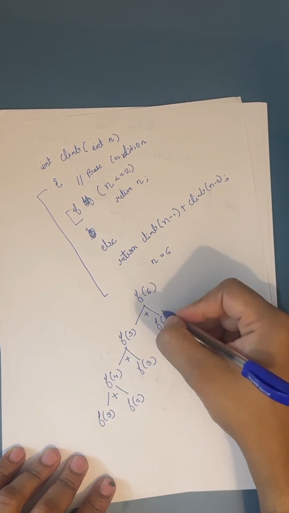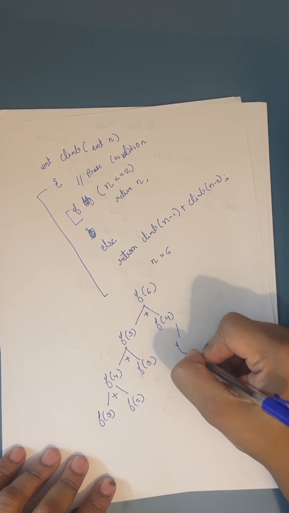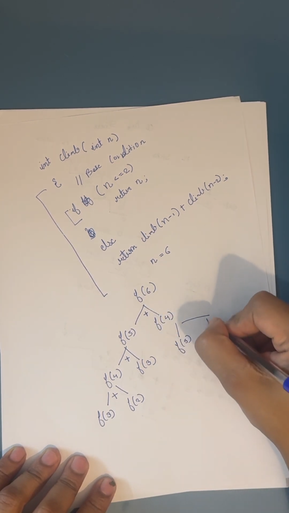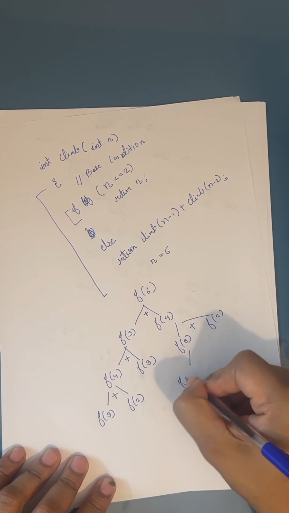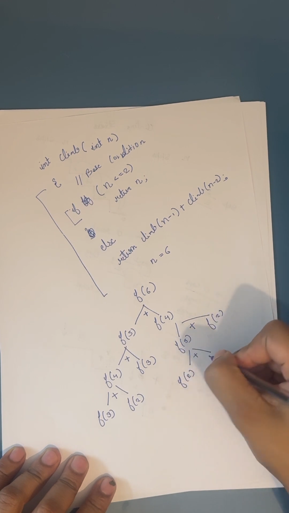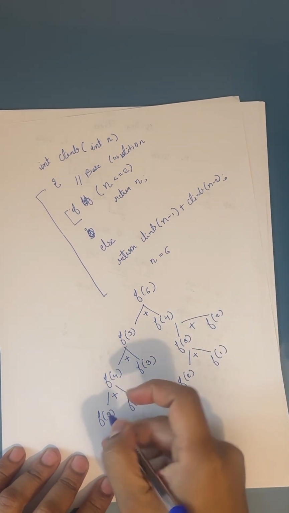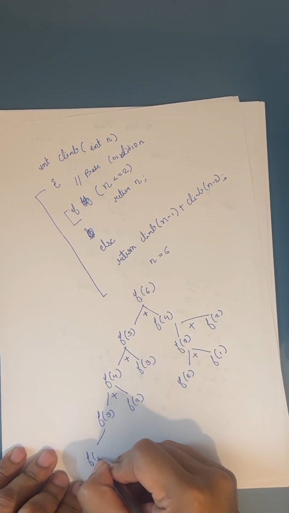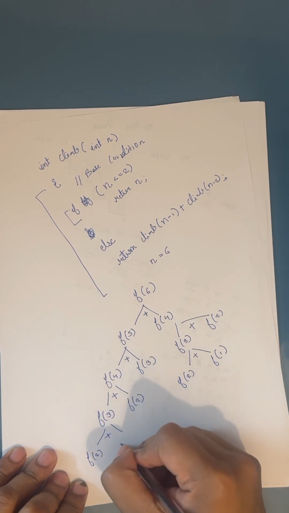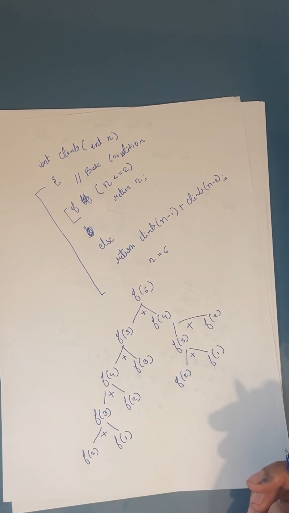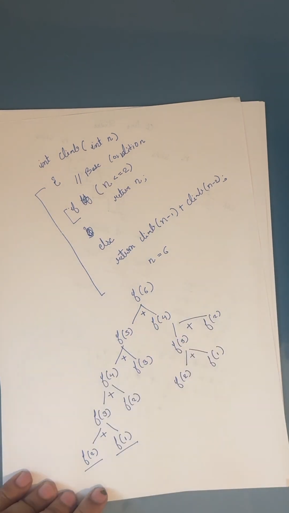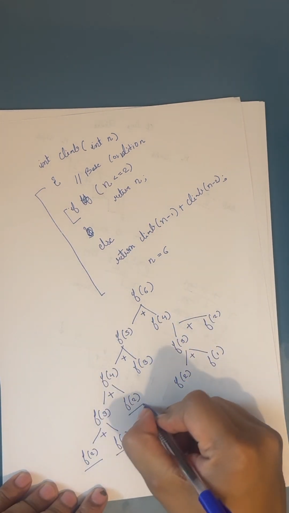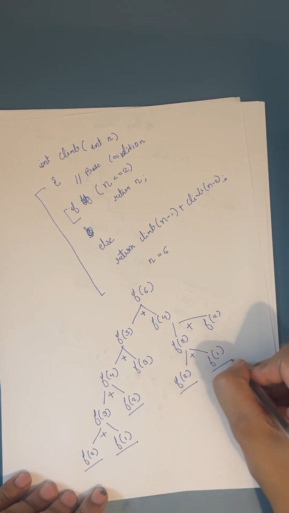To calculate f of 3, you need f of 2 plus f of 1. If you see, these are the leaf nodes. Now we reached our base condition. Like I explained in the introduction of dynamic programming, these all are the leaf nodes.